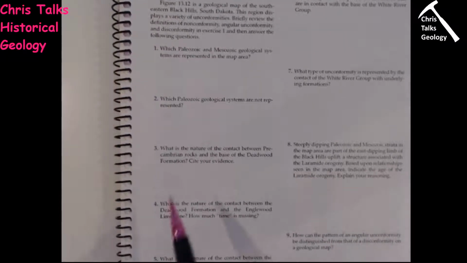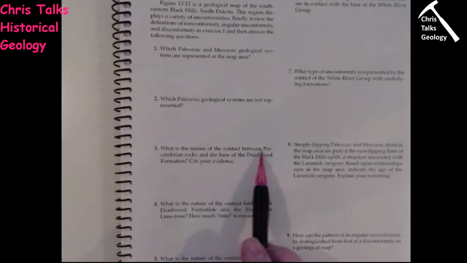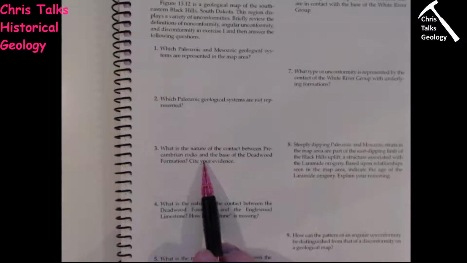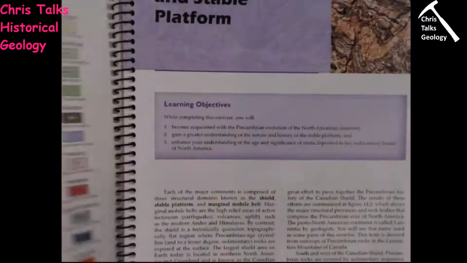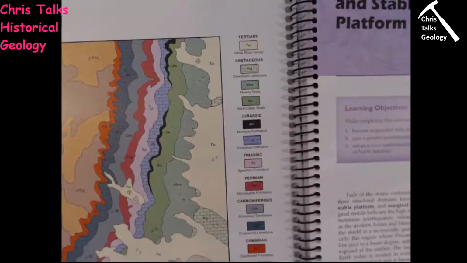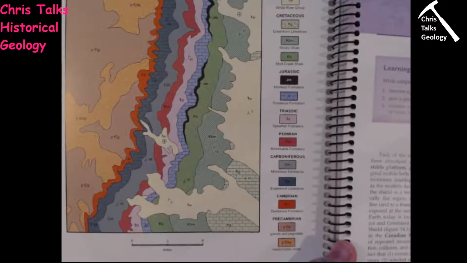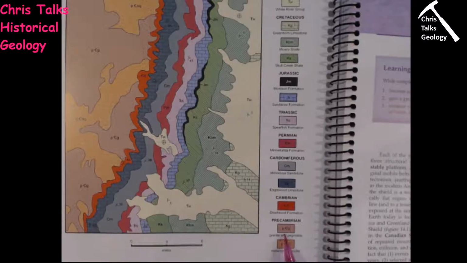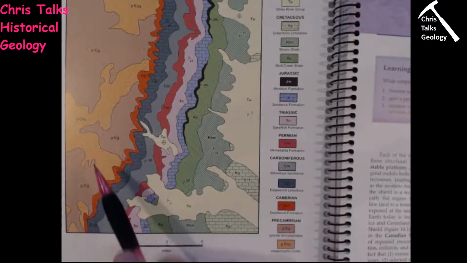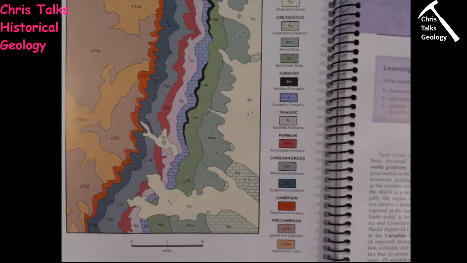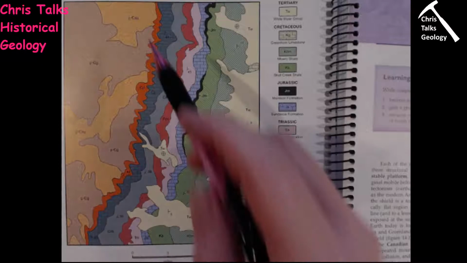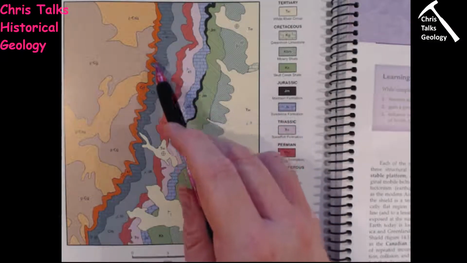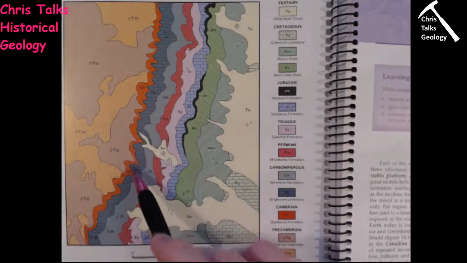Question 3. What is the nature of the contact between the Precambrian rocks and the base of the Deadwood Formation? All right, so let's find out what we're looking at here. So the Precambrian rocks are here. They're these two rocks here. So that's the orange stuff and the brown stuff. Now the Deadwood Formation is this orange layer coming down here.